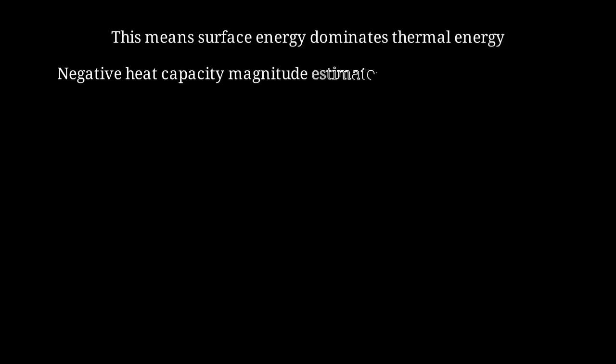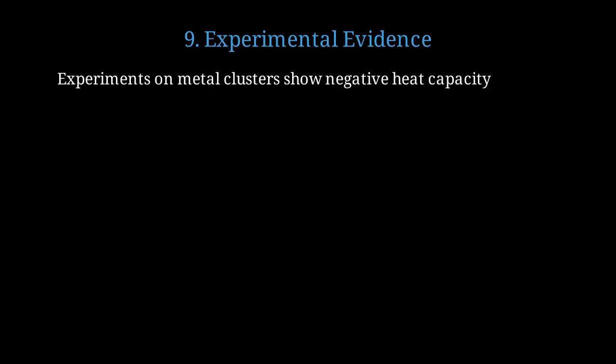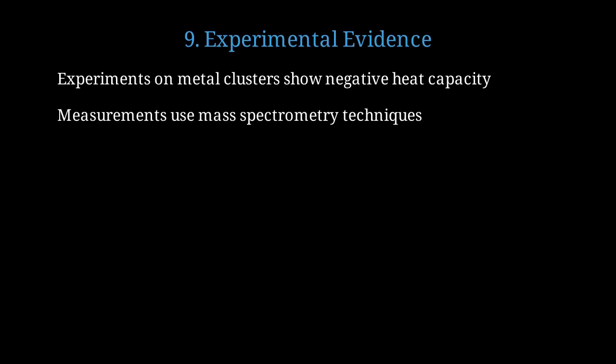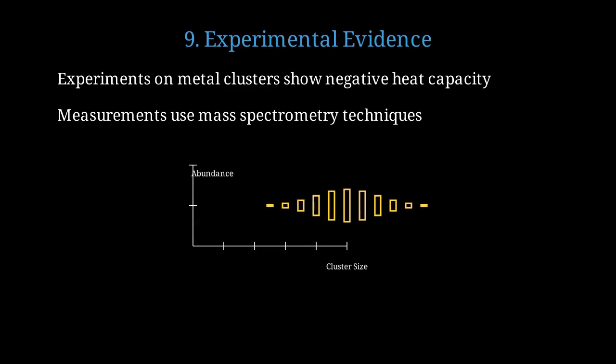We can estimate the magnitude of the negative heat capacity. The absolute value of heat capacity is about 100 times Boltzmann's constant, or 10 to the minus 21 joules per Kelvin. These aren't just theoretical predictions. There's strong experimental evidence for these effects. Experiments on metal clusters, particularly sodium and potassium clusters, have directly measured negative heat capacities. These measurements use sophisticated mass spectrometry techniques to study individual clusters. Mass spectra show characteristic distributions with peaks corresponding to particularly stable cluster sizes, called magic numbers.